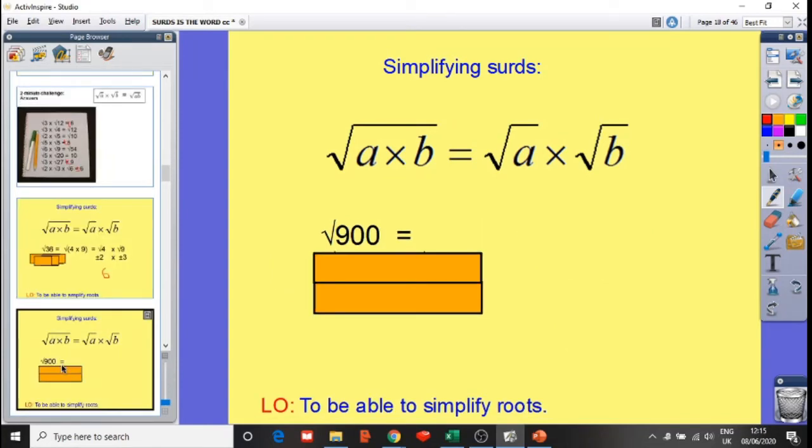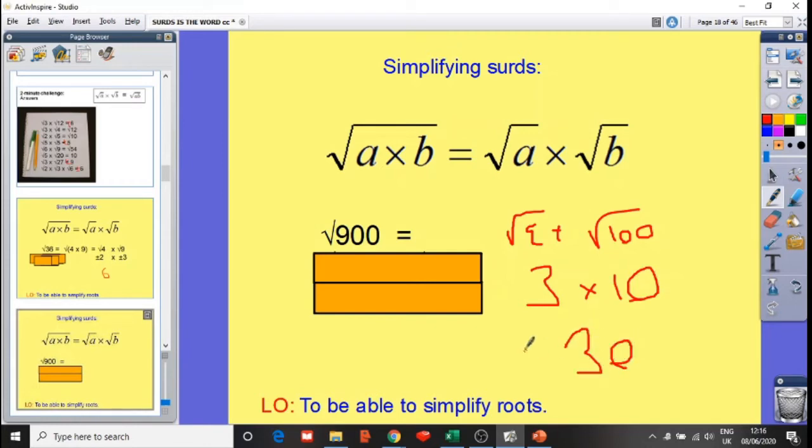Okay. Now, the square root of 900. Again, you might look at this and see it, but ask yourself logically, are there any square numbers that go into 900? And work your way through the list. Now I'd look at this, I know it's going to be the square root of 9 times the square root of 100. The square root of 9 is 3. The square root of 100 is 10. 3 times 10 is 30. So I know the square root of 900 is plus or minus 30.